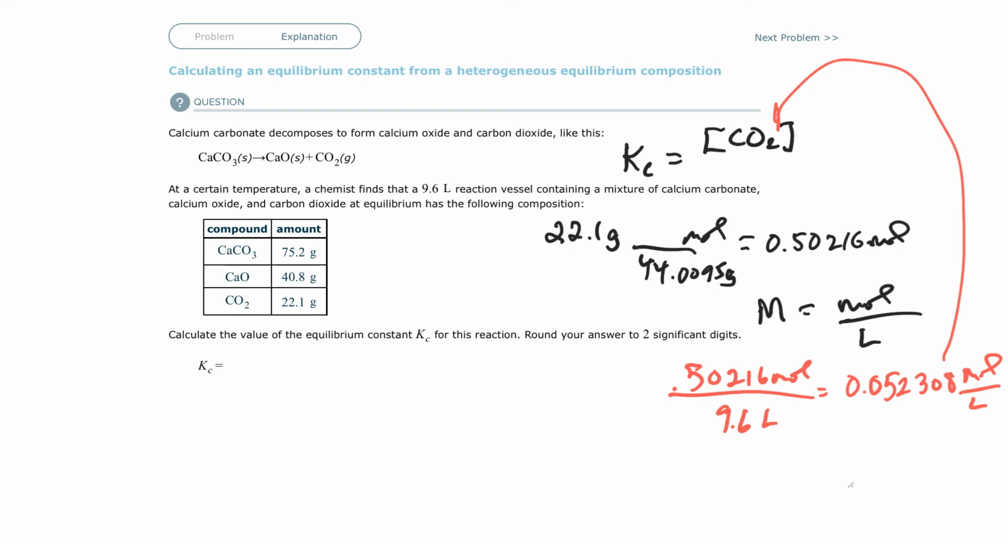So, what did they ask for? Calculate the value of the equilibrium constant K sub C for this reaction. Well, if the value of K sub C is simply the concentration of the carbon dioxide, and the concentration is this per liter, then your answer is simply that. It's going to be K sub C equals 0.052, two significant digits. So I had to drop the 308, and that's it. That's how you do it.